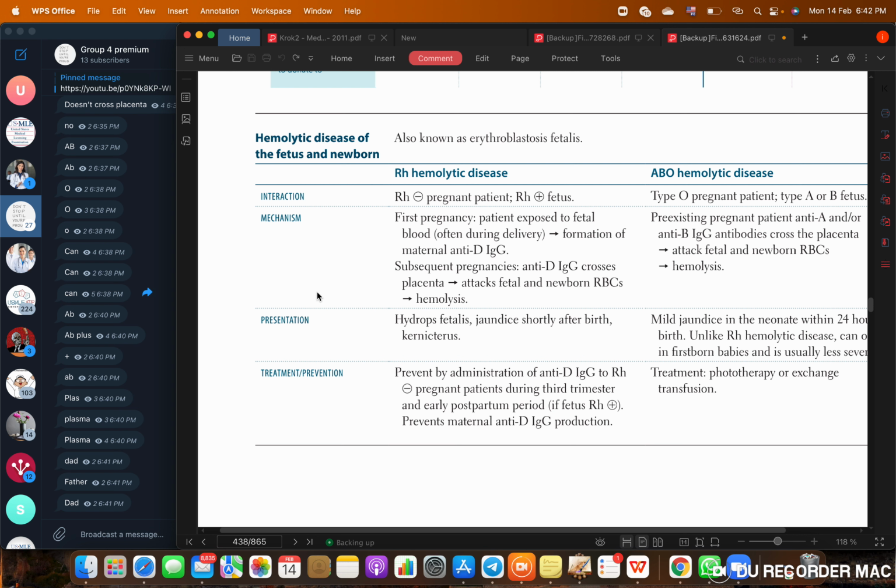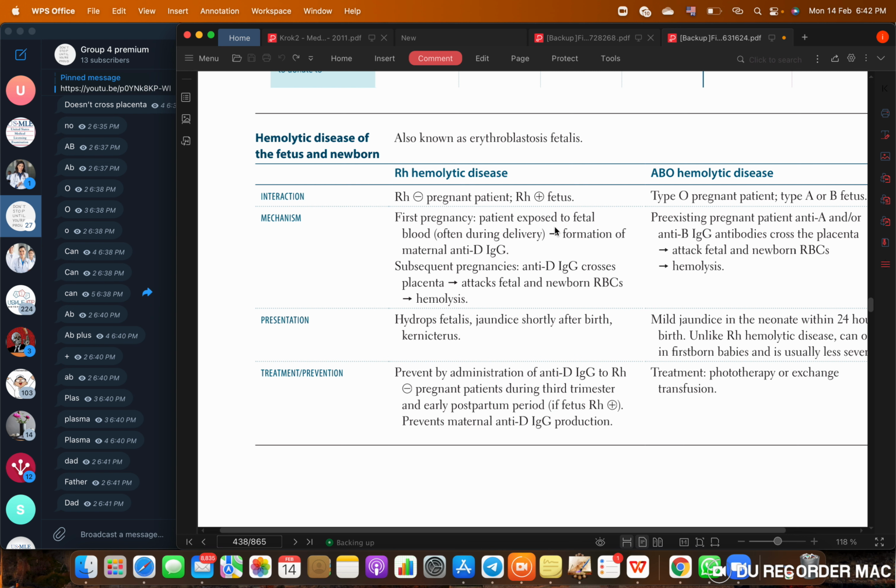Be careful, it's not only during normal delivery. It can be during C-section, vaginal delivery, abortion, molar pregnancy, okay? Anything that can lead to mixing of the blood is considered a first pregnancy. So this is the first encounter between a mother and foreign blood.